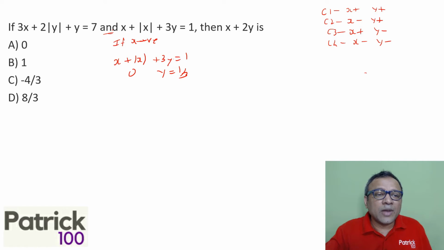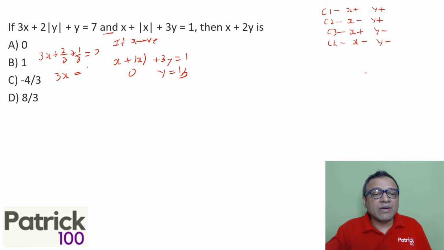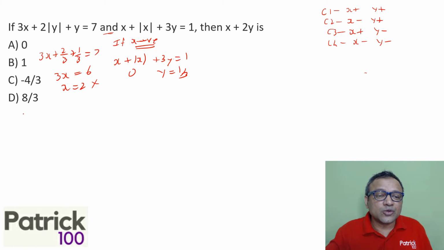The moment you get y as 1 by 3 and substitute on the right side, what you get is 3x plus 2 by 3 plus 1 by 3 equal to 7, or 3x is equal to 7 minus 1, which is 6, or x equal to 2. But x is positive, and we assumed x negative. That means the assumption is wrong. That means x has to be positive.